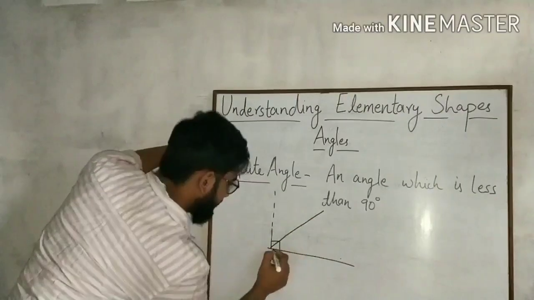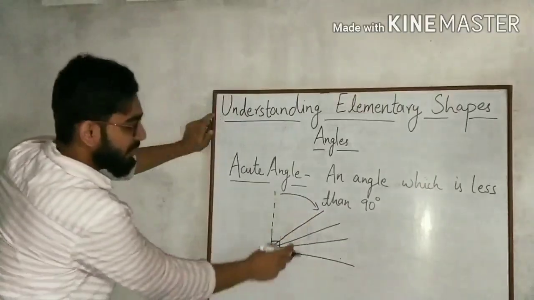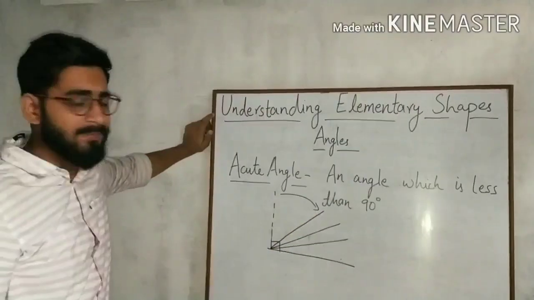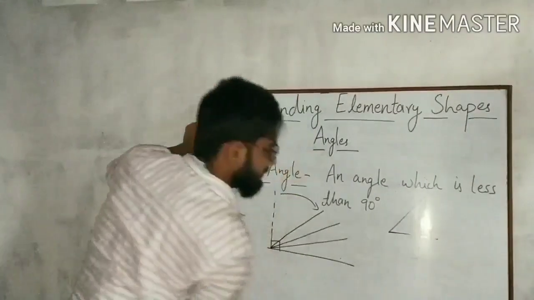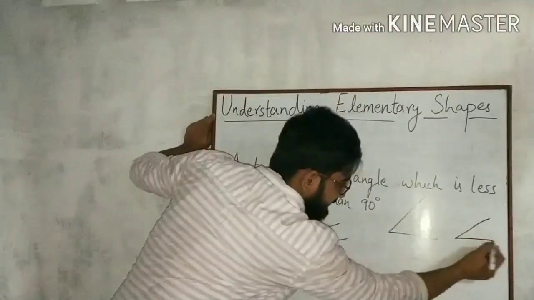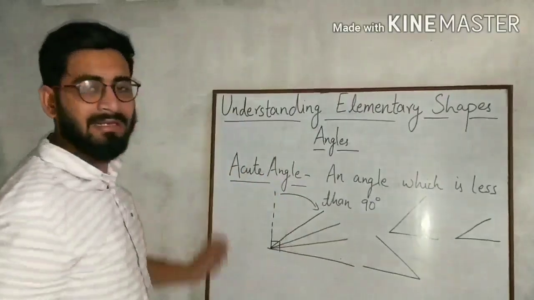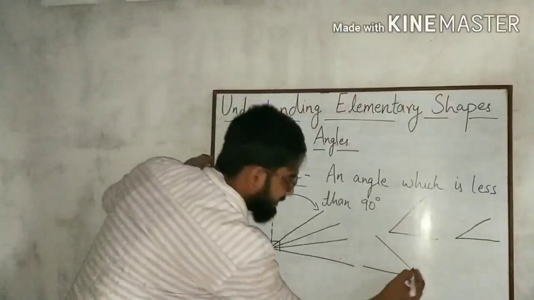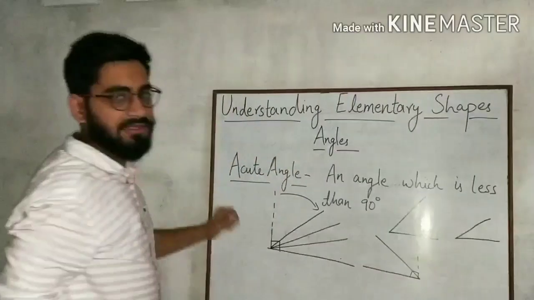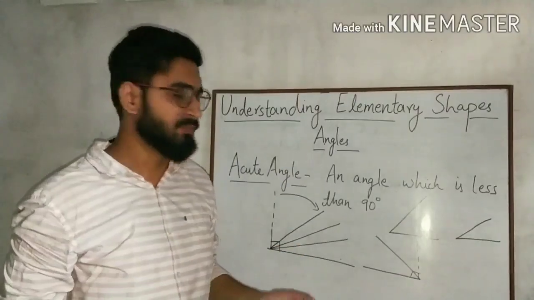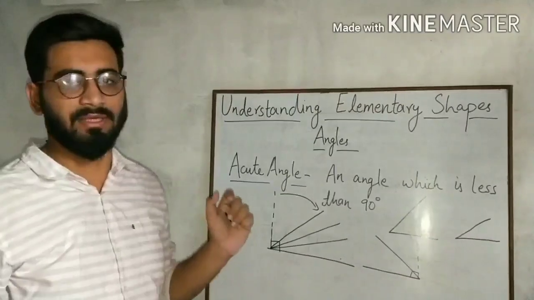Then like this. They all are acute angles. See, these all angles are less than 90 degree. They can be like this, they can be like this, sometimes they can also be like this. They all are acute angles. Why is it an acute angle? Because it is less than 90 degree. It is 90 degree. Now it is less than 90 degree. So it is also an acute angle. Therefore, any angle which is less than 90 degree is acute angle.